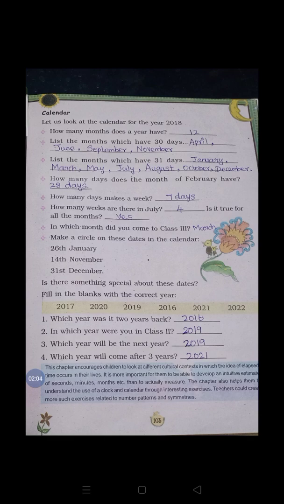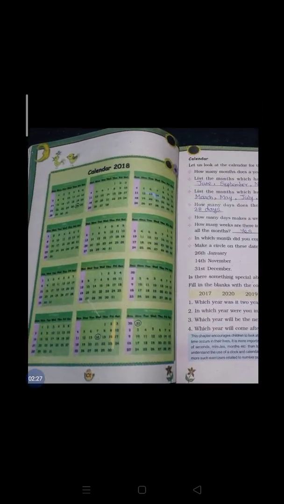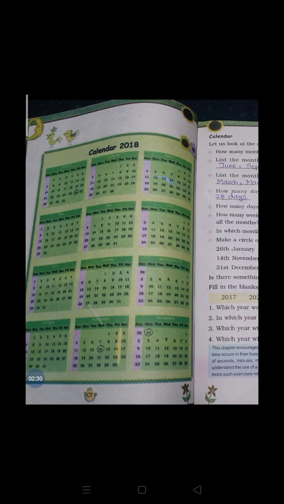Next question. List the months which have 30 days. In a monthly calendar, some months have 31 days, some months have 30 days. Here you have to list the months which have 30 days. So again you see the calendar and make a list of the months. January has 31 days, February has 28 days because the smallest month is February. Next, March has 31 days.